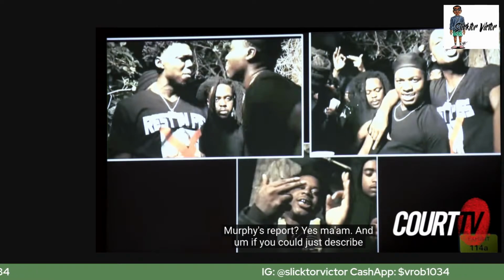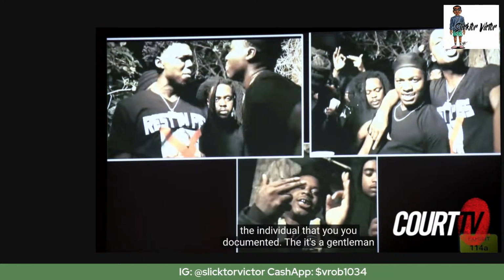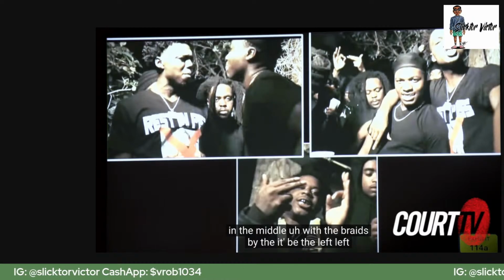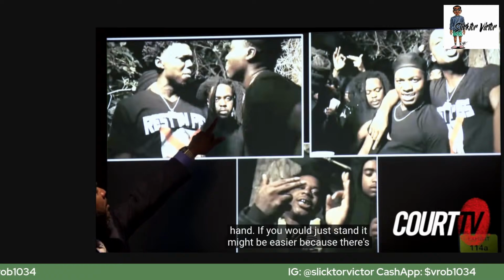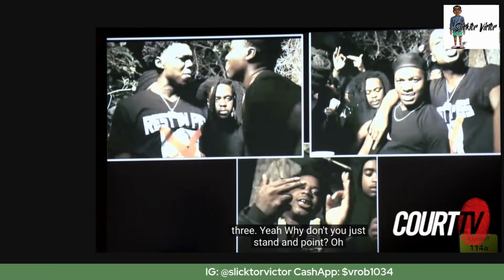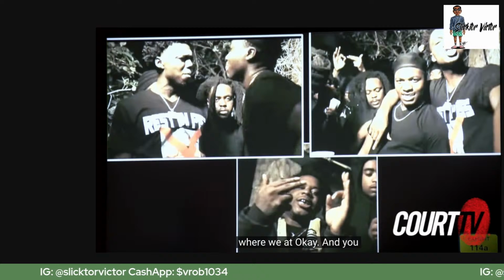It'd be the left hand. If you would just stand, it might be easier because there's three. Why don't you use this one and point? Okay, this gentleman, Rashad. And you utilized these stills in order to document Mr. Rashad Murphy's presence in this Active video.